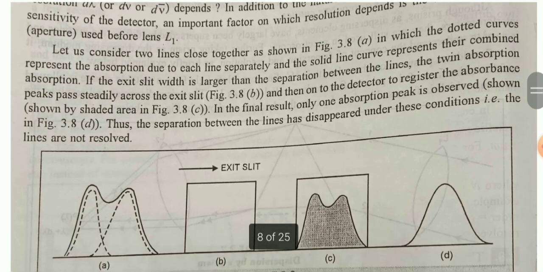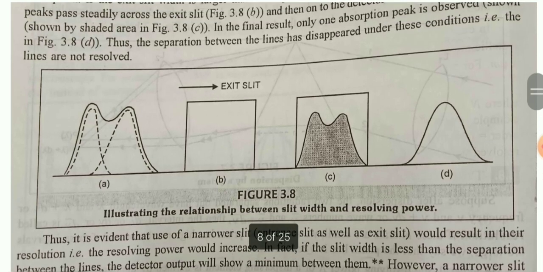Let us consider two lines close together as shown in figure 3.8, in which the dotted curves represent the absorption due to each line separately and the solid line curve represents their combined absorption. If the exit slit width is larger than the separation between the lines, the twin absorption peaks pass steadily across the exit slit and then onto the detector to register the absorbance. In the final result, only one absorption peak is observed. Thus, the separation between the lines has disappeared under these conditions, that is, the lines are not resolved.